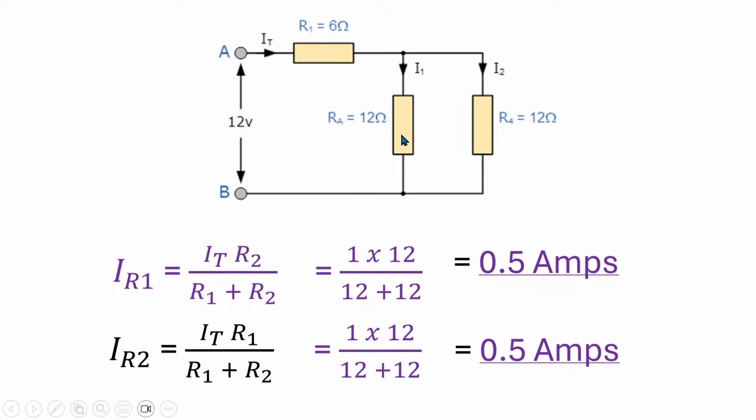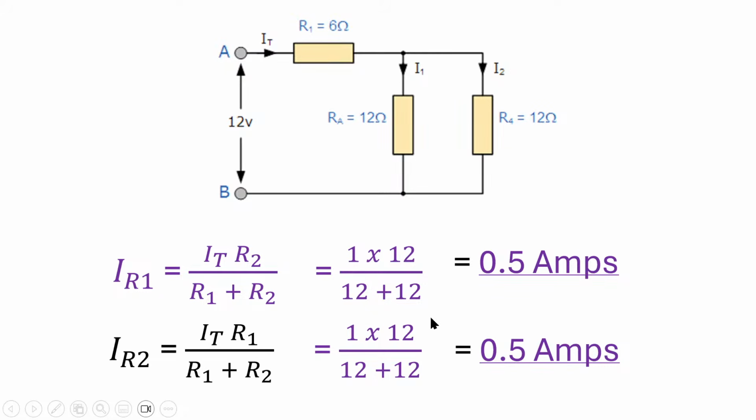All we need to do, since there are only two resistors connected in parallel, is apply the current divider rule. So I_R1 is equal to I_T times R2 all over R1 plus R2. Like we said, if you want to look for the current here, you take the total current I_T multiplied by this particular resistance divided by the sum of the two resistances. When we do that, we get 0.5 amps.